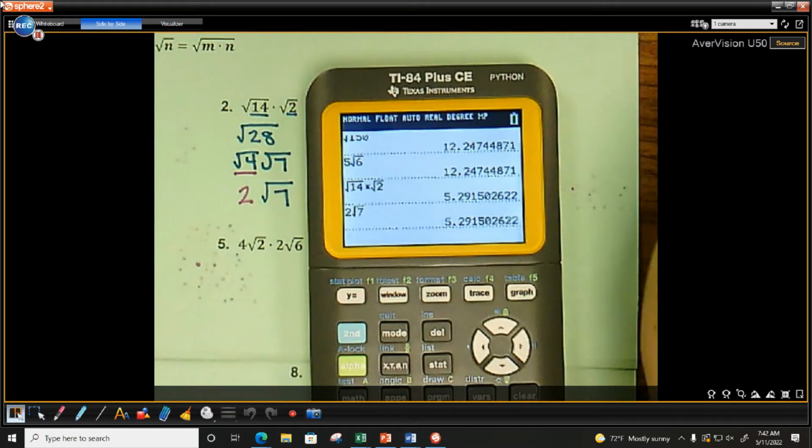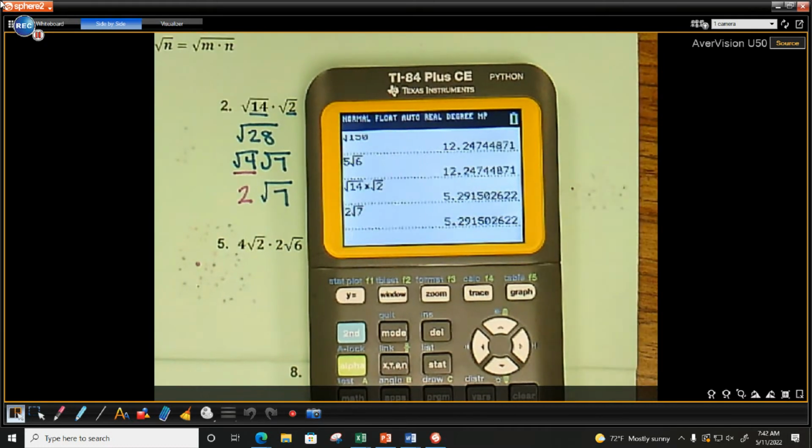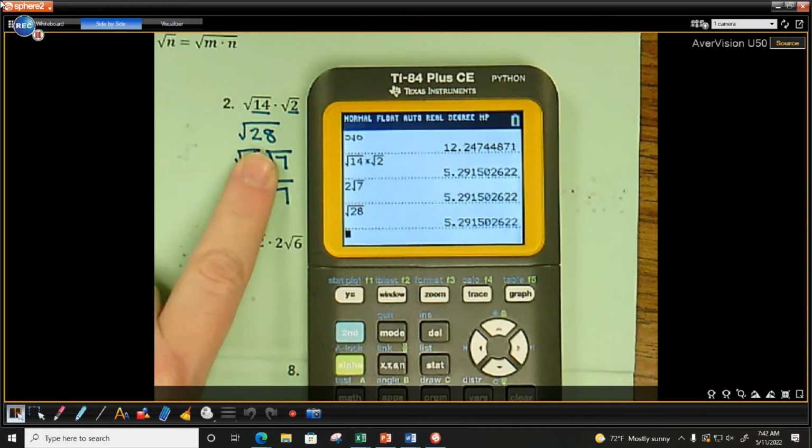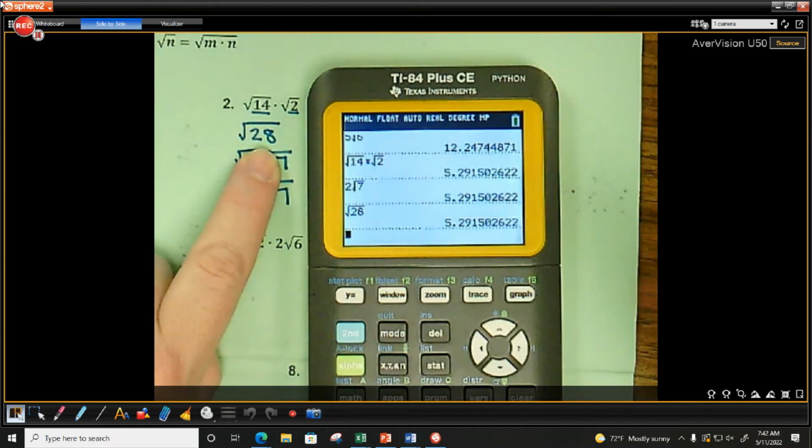Now, just because they're equivalent doesn't mean your answer is right, because I also could type in this square root of 28, and I get an equivalent answer. But the square root of 28 is not my correct answer because it's not simplified. So just because they give you equivalent decimals doesn't mean that's necessarily the correct answer. It just means that it's not 100% wrong. Okay, it's an equivalent value.